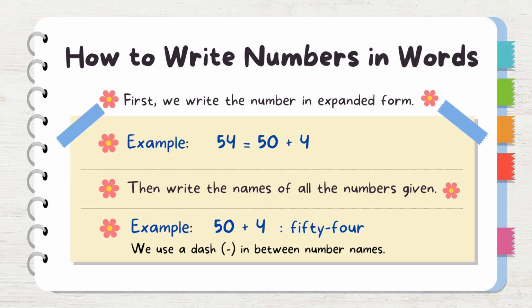Knowing the place value of numbers and understanding how to expand them, now we are ready to write the number in words. So what do we do then? First, we write the number in expanded form. For example, 54 will be 50 plus 4. Then write the names of all the numbers given. 50 and 4 will be 54. We use a dash in between number names. Don't forget that.